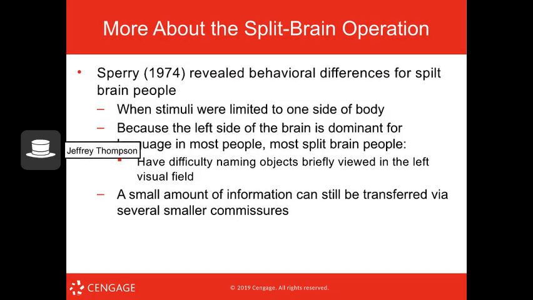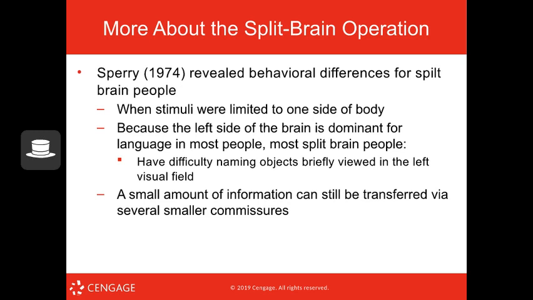So, some more facts about split brain persons. When stimuli are limited to one side of the body, that's going to affect one's ability to fully comprehend what you are seeing or experiencing. For example, because the left side of your brain is dominant for language in most people, if you see it in your left visual field, that object goes to the right side of the brain. So you're going to have a much harder time naming that object because that is a language skill, right?